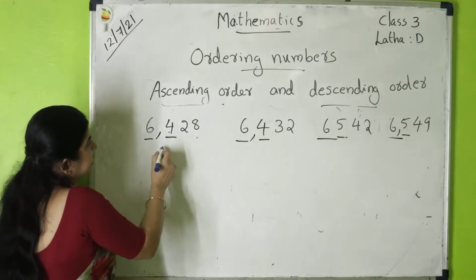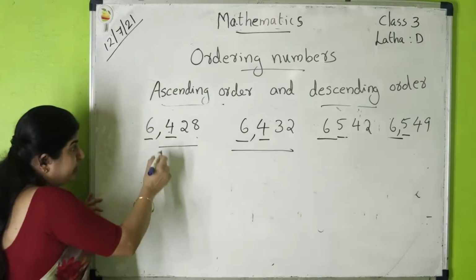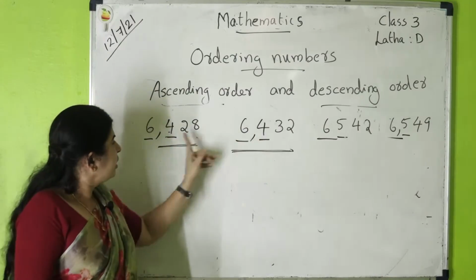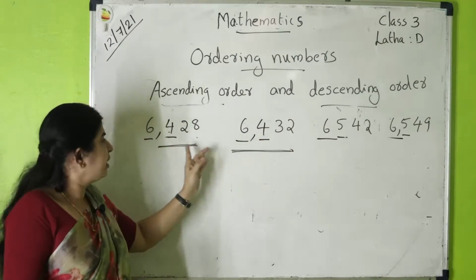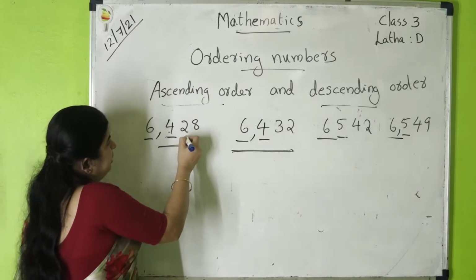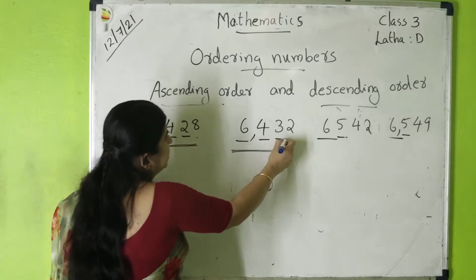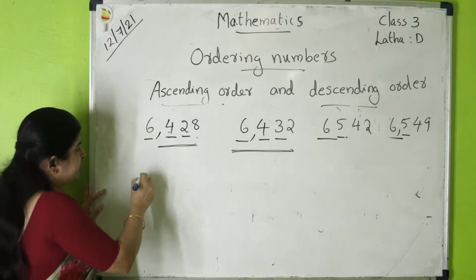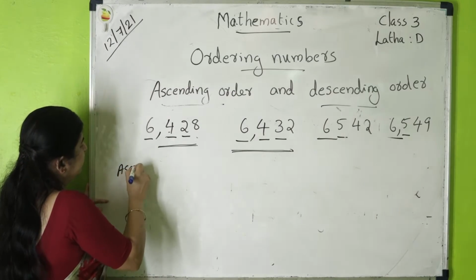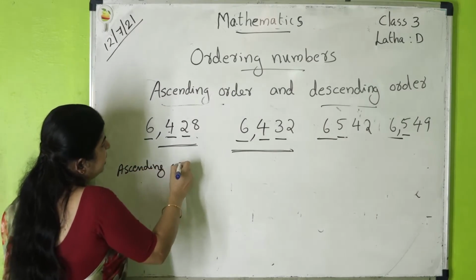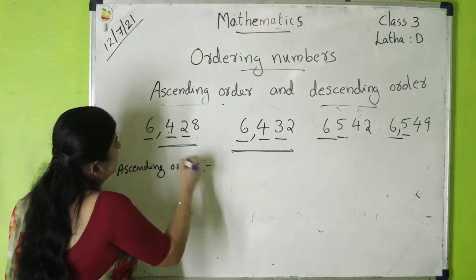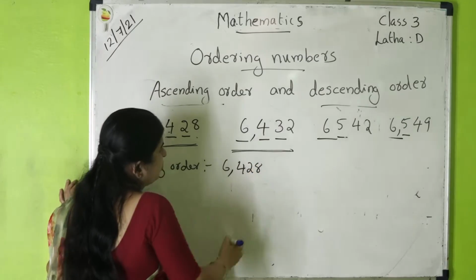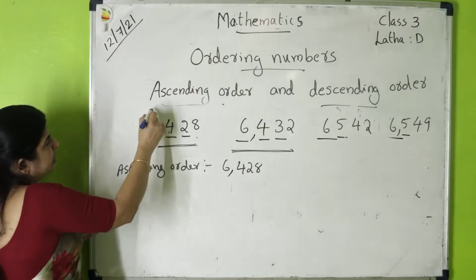Therefore, we compare these two numbers. Here 4 and 4 are equal. Therefore, we compare the tens place digit. Here 2, here 3. Which is smaller, 2 or 3? 2 is smaller. Therefore, in ascending order, first we write 6,428 and cross out this number.